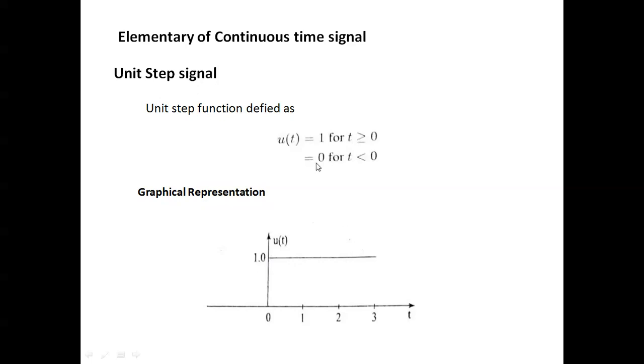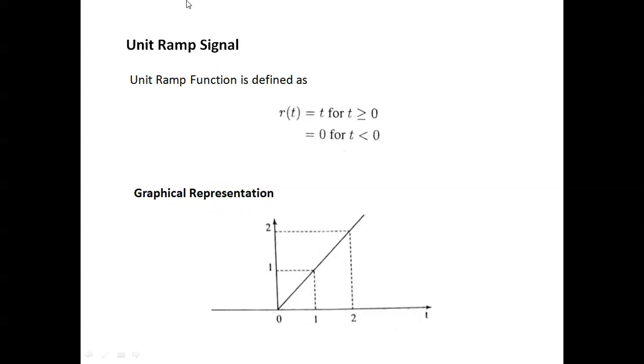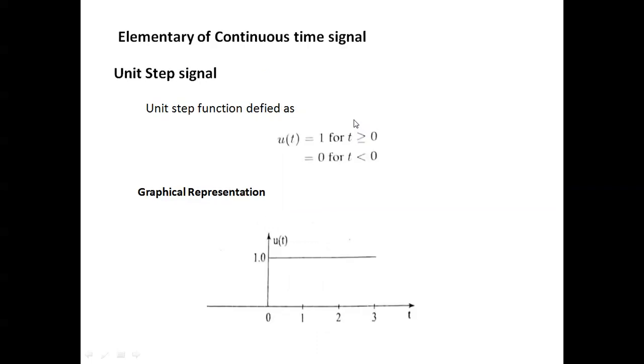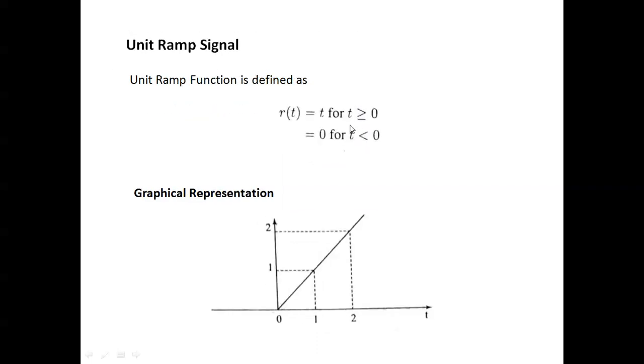If it is less than 0, the value is 0. That is called the unit step signal. The graphical representation of the unit step signal is like this. And the unit ramp signal, r of t, is equal to t for t greater than or equal to 0, and for less than 0 the value is 0. So this is the graphical representation of the ramp signal.